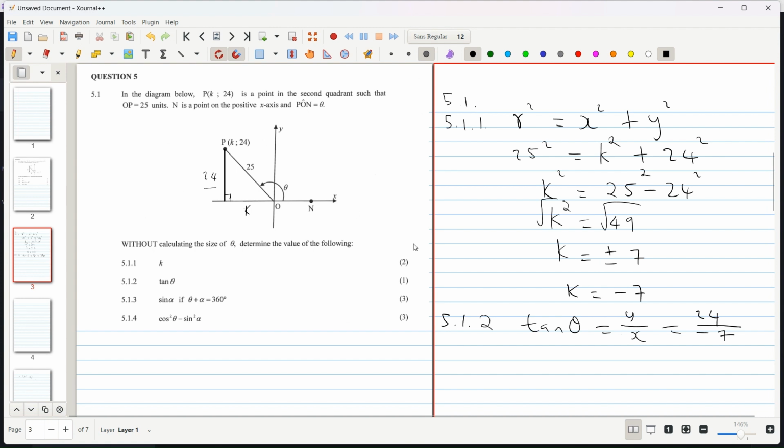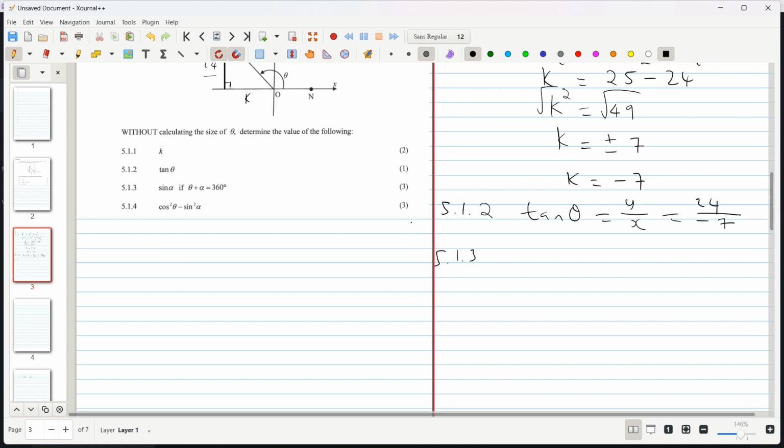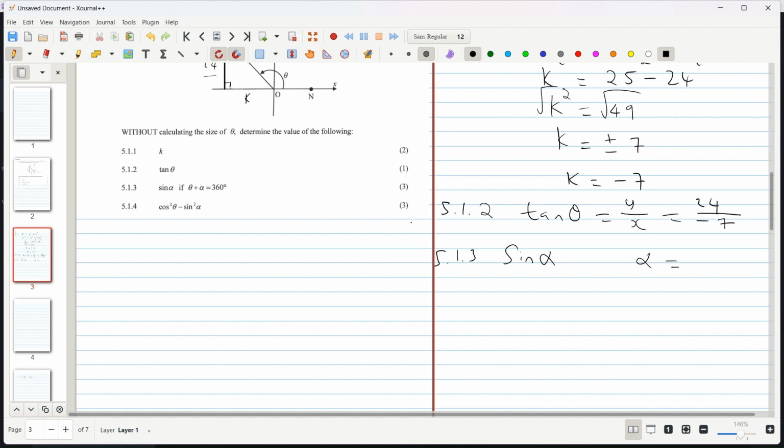And then moving forward, we need to determine 5.1.3. We need to determine sine alpha, not theta, sine alpha. The key that we need to remember here is that we are told theta plus alpha is equal to 360. We don't have alpha, so we must express alpha in terms of theta.